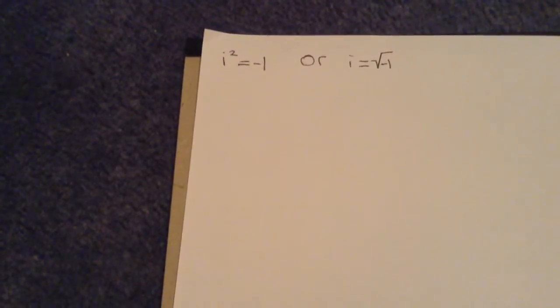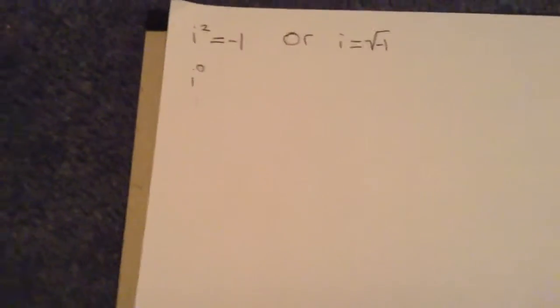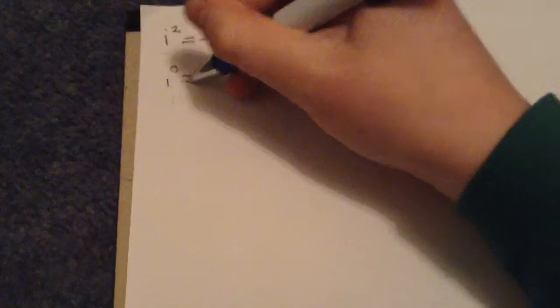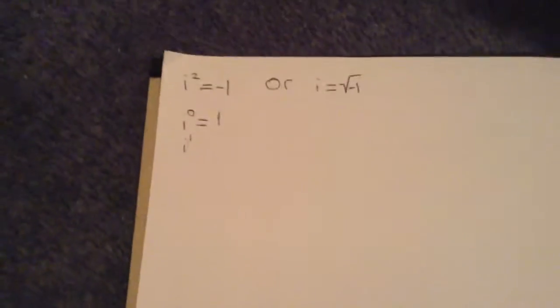So I'm going to start by showing you the other powers of i. So what is i to the 0 power? Well, if you're taking a basic algebra class, you know that anything to the 0 power is going to be 1. Okay, i to the first power. Well, anything to the first power is going to be equal to itself.